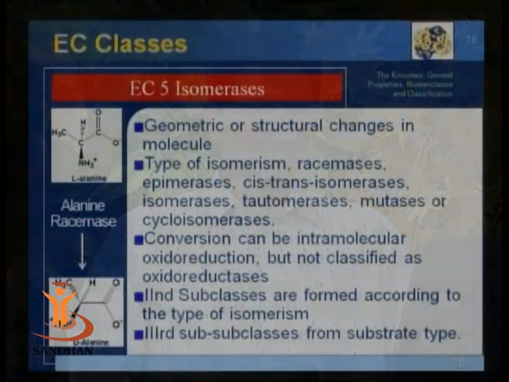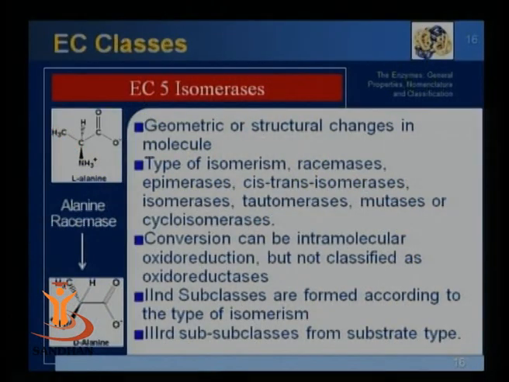The third level of classification with isomerase-type enzymes is determined on the basis of the substrate which is used by the enzyme. So depending upon the substrate, the third digit is derived, and the fourth digit is a distinctive identity of an enzyme which makes the enzyme unique.